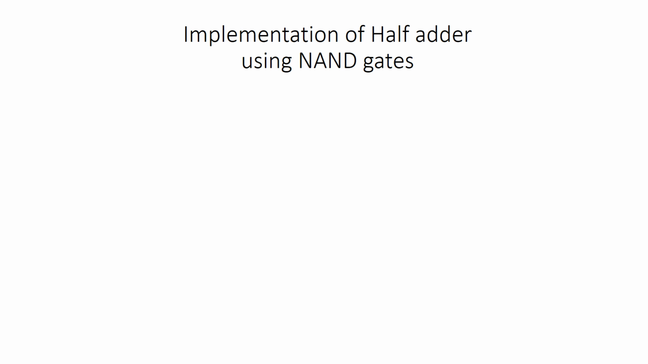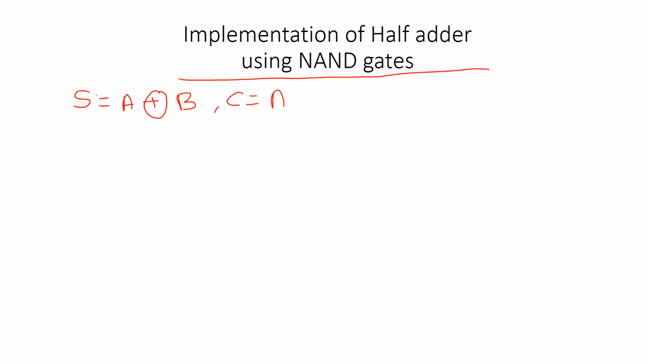In this video, I'm going to discuss the implementation of a half adder using NAND gates only. So as we know, the half adder sum is equal to A XOR B, which we already discussed in the previous videos. If you have any doubts, please go and check out. So sum is A XOR B, and carry is equal to A into B.